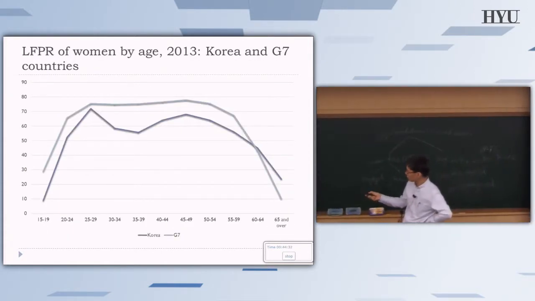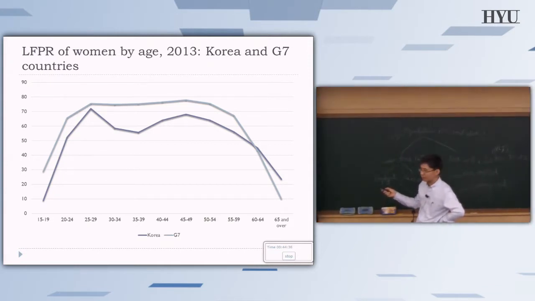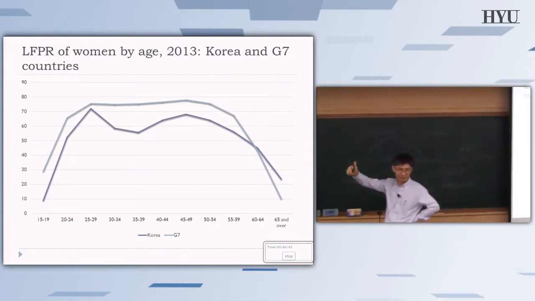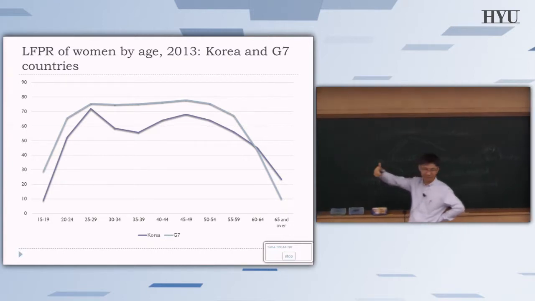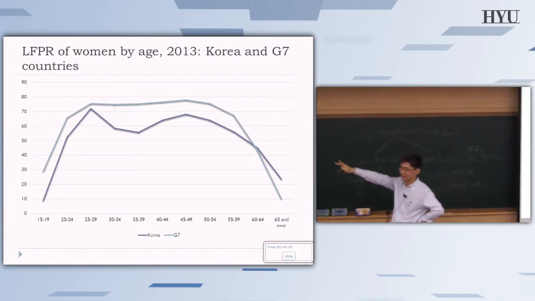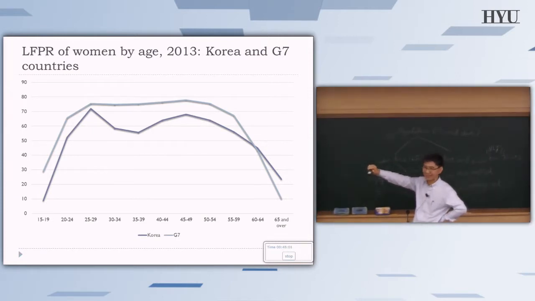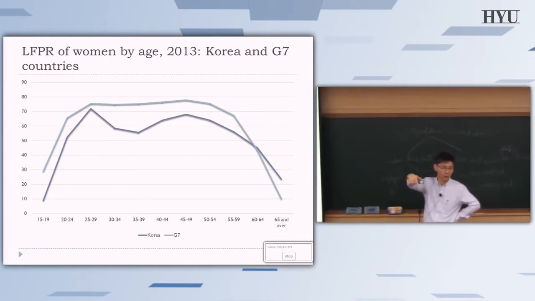How about the G7 countries? Do you see an M shape? No, there is no M shape in the G7 countries. So what countries are the G7? United States, France, Germany, Canada, Japan. Two more, you figure that out.